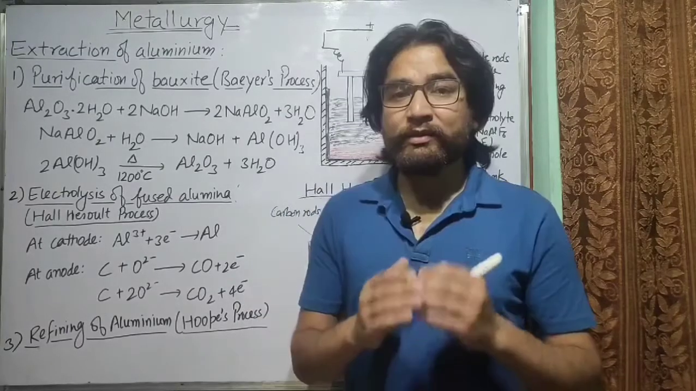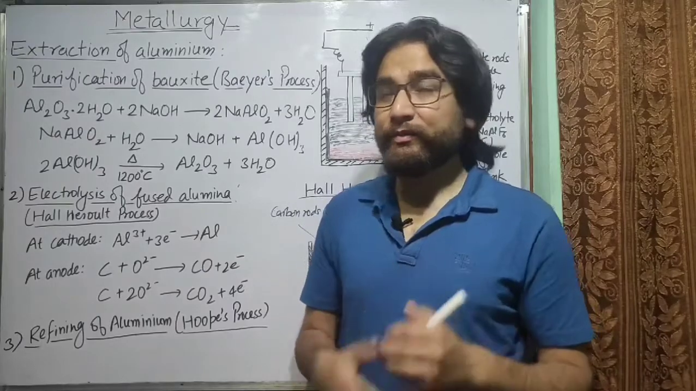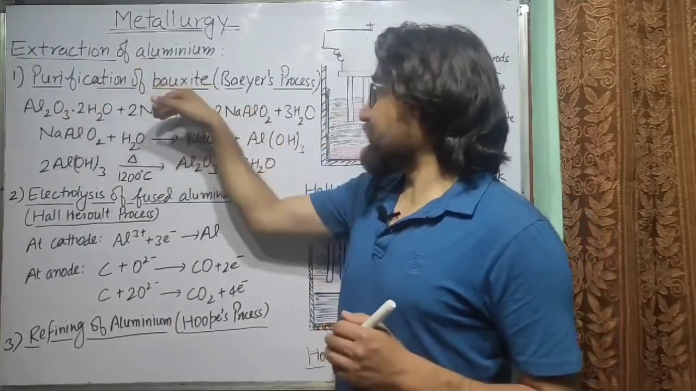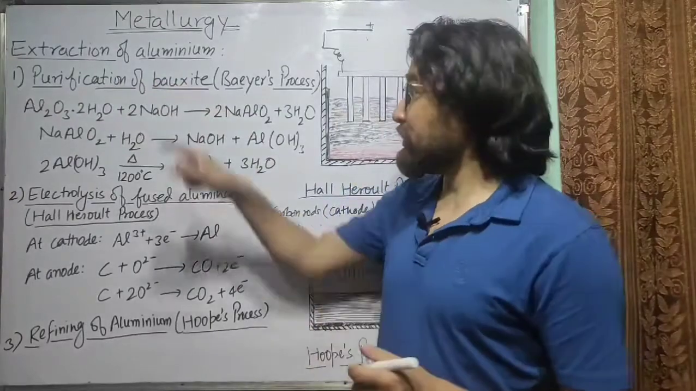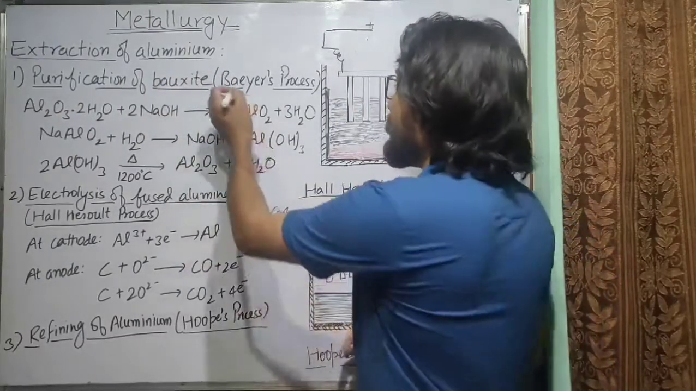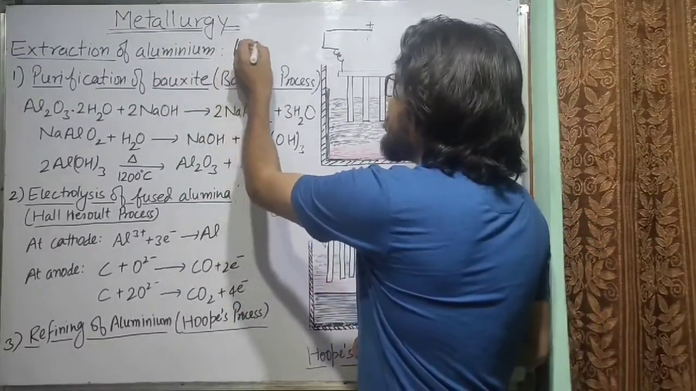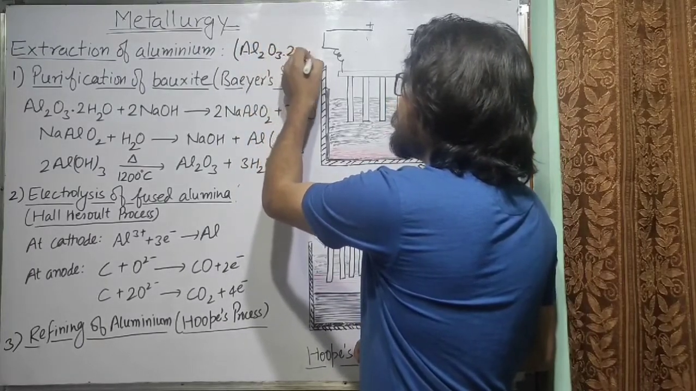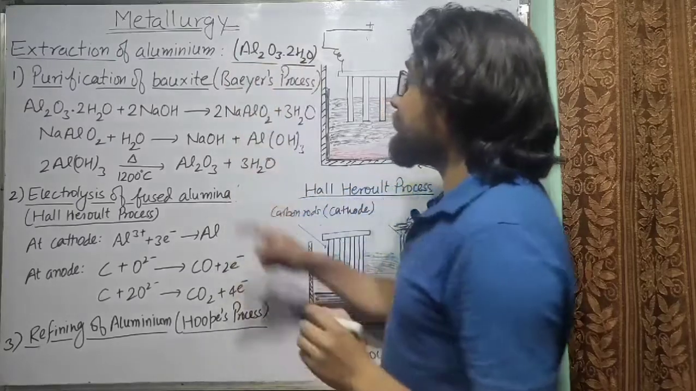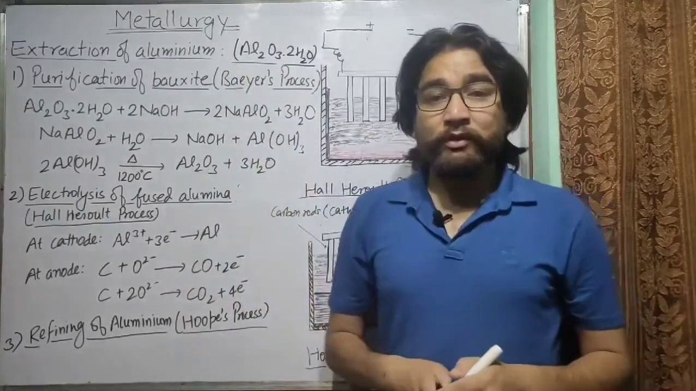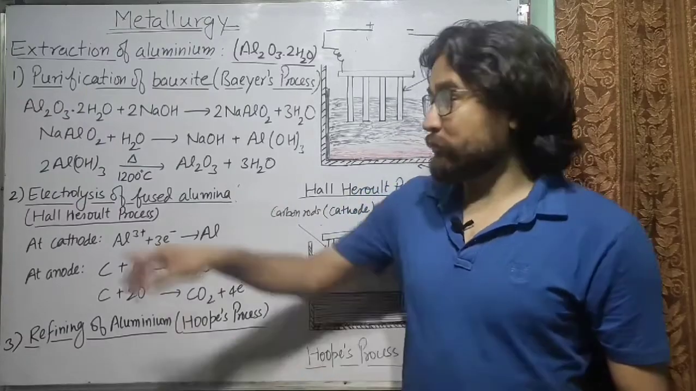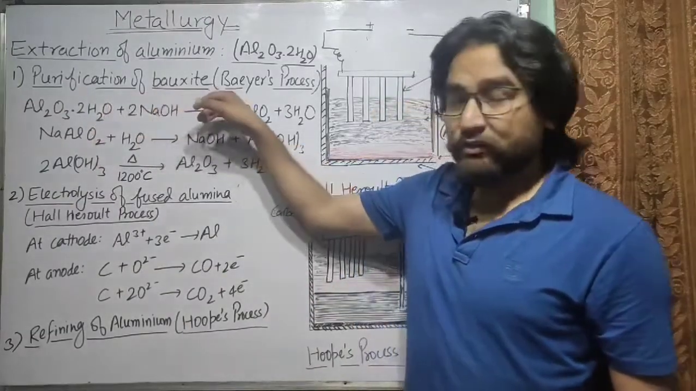So let's start with the first step, that is concentration of ore. That is the purification of bauxite. Bauxite is the ore of aluminium. The formula of bauxite is Al2O3.2H2O. So the method of purification of ore is known as concentration of ore. So the first is purification of bauxite.